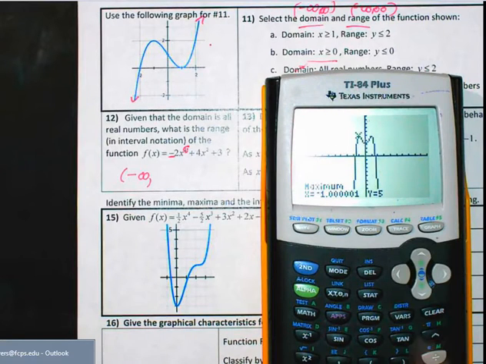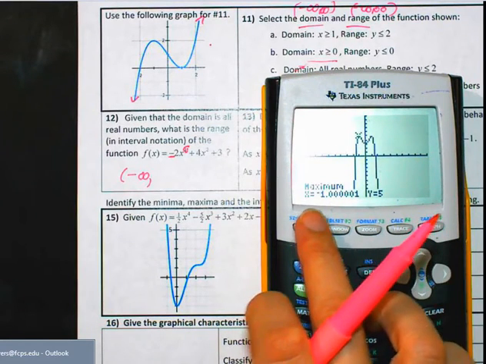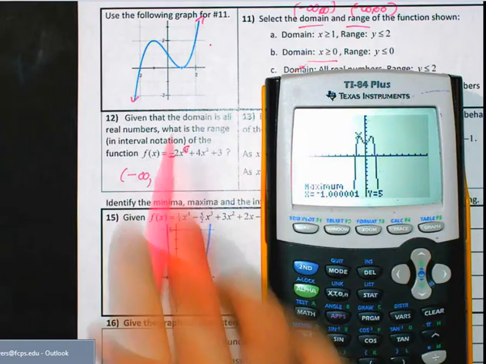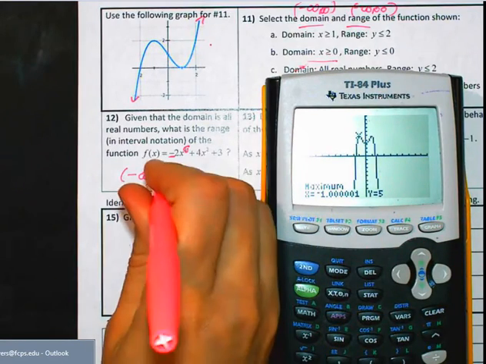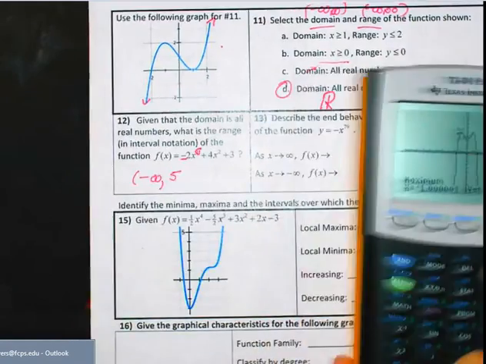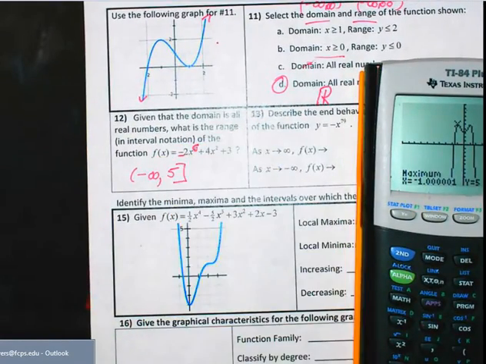Okay, so if we do the maximum there, I see my x value is negative 1, but they only want the range here, so the highest the range will go is 5, and it does include 5, so we're going to close the bracket there.